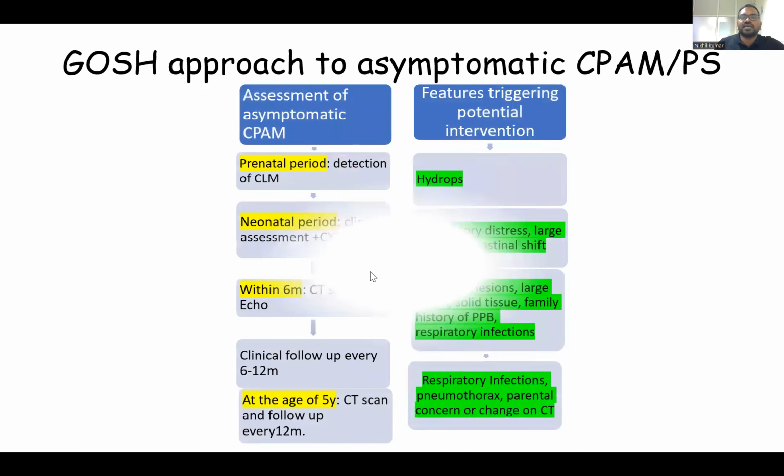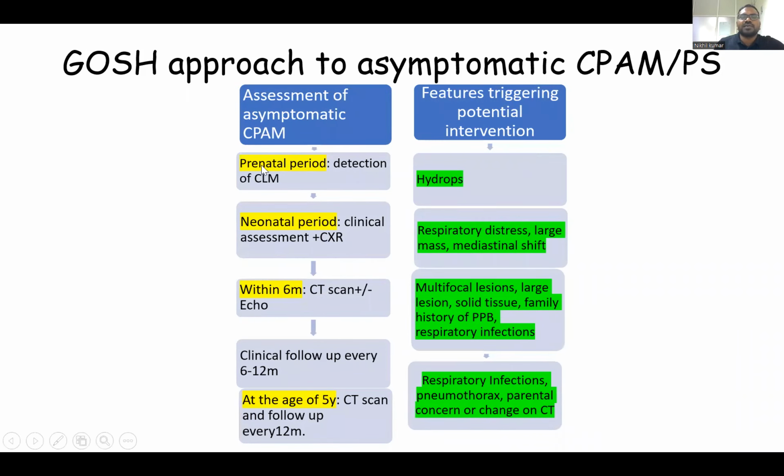There is an approach called the Great Ormond Street approach to the asymptomatic CPAM. That is the approach developed by the hospital, the Great Ormond Street Hospital. In this, we can say assessment of the asymptomatic CPAM. We have to see the assessment in the different phases.